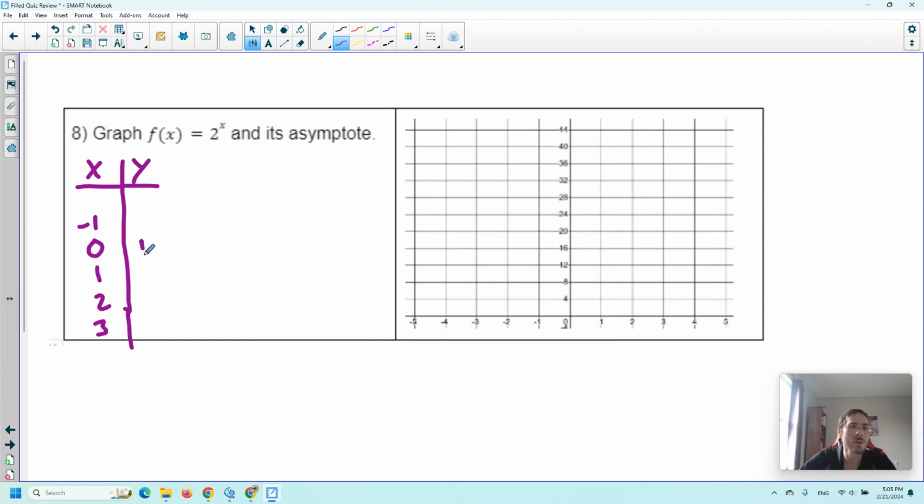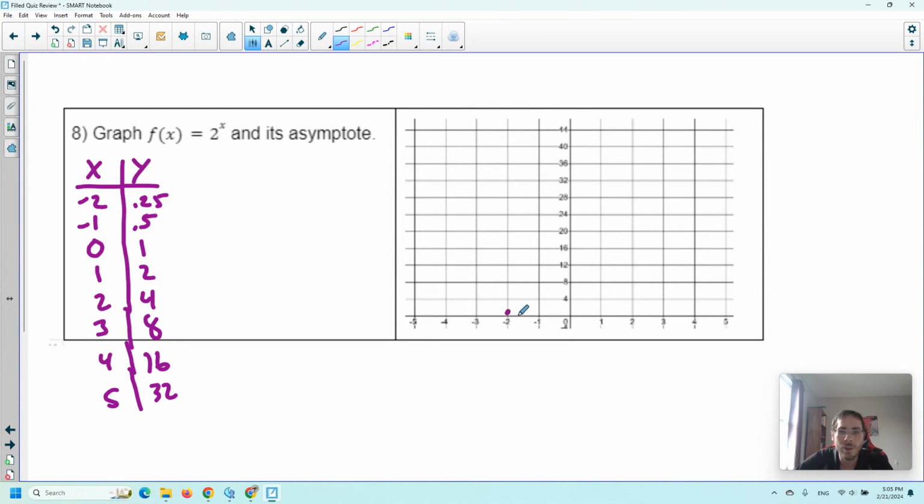2 to the 0 is 1. 2 to the first is 2. 2 to the second power is 2 times 2, which is 4. 2 to the third power, 4 times 2 is 8. We could even do another one. 4 times 2 is 16. We could even do another one. 8 times 2 is 32. We could even go backwards. 1 divided by 2 is a half. We could even go backwards. Half divided by 2 is 0.25.